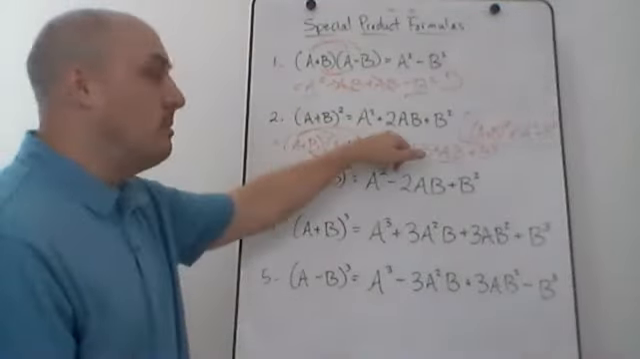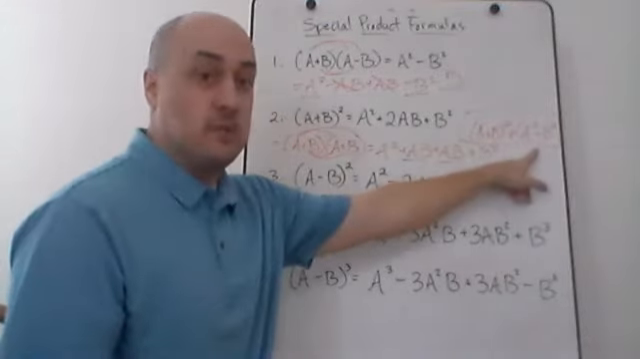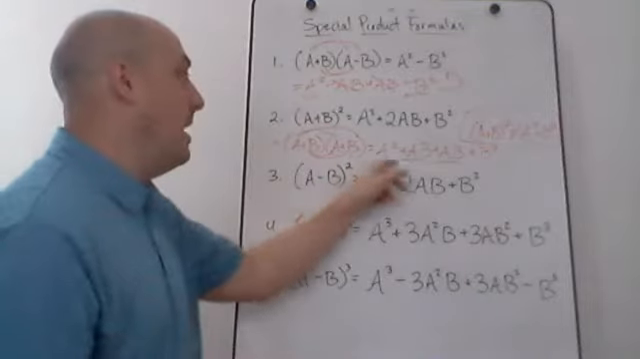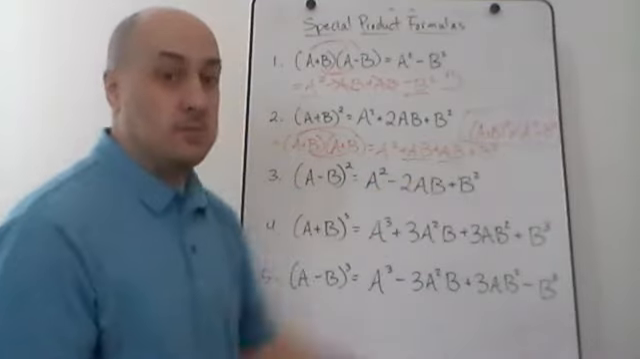So again, if you don't remember what this formula is, that's okay, as long as you remember that it's not just a squared plus b squared. If you just go ahead and multiply it out like I did here, you'll see that it comes out to this, which is not a squared plus b squared.